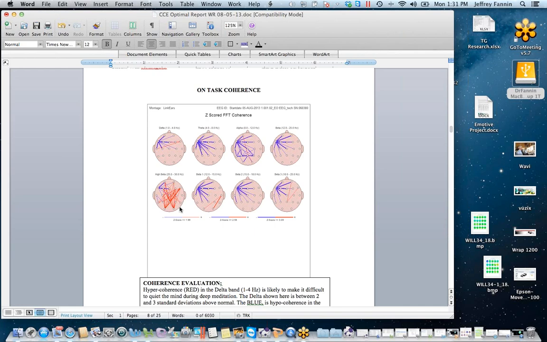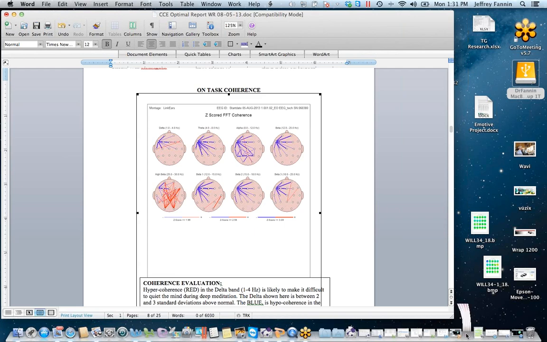Then we go down here, you see these are all very thin lines, aren't they? Yes. That means it's only 1.5 standard deviations or 1.96, almost 2 standard deviations above normal. So when you go into that whole brain state, that means that it's working more efficiently for you. Let's take a look at that whole brain state here.